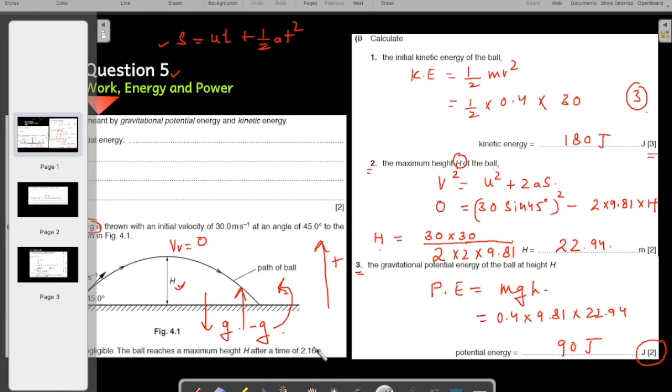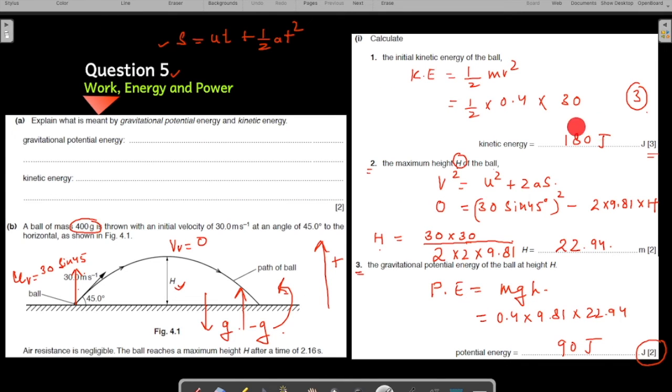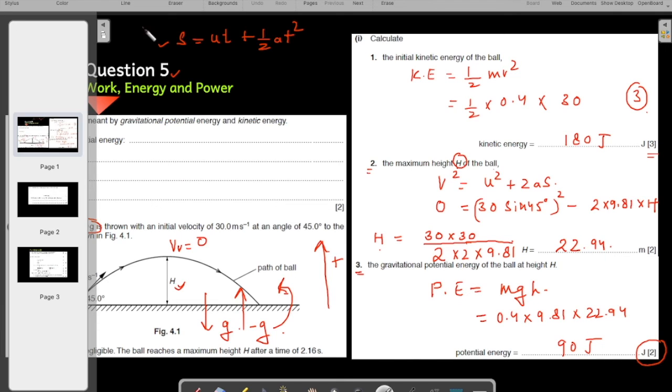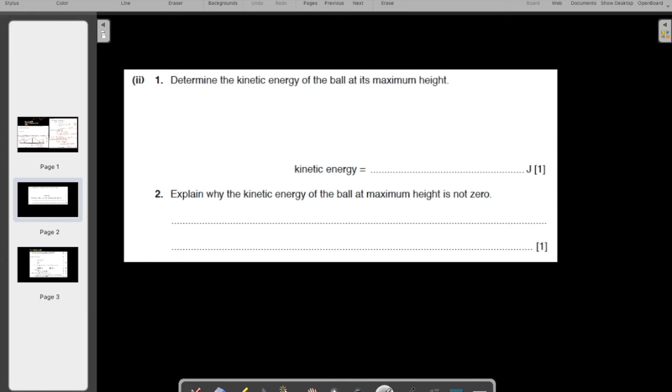Determine the kinetic energy of the ball at the maximum height. You have to determine the kinetic energy at the maximum height. There are 2 ways of doing it. One of the ways is total energy that you started with minus the potential energy, and the energy which you are left with is your kinetic energy at the maximum height. That's one way. So this is the energy that you started with minus the potential energy that you had at the topmost point. So this gives you your answer of 90 joules.